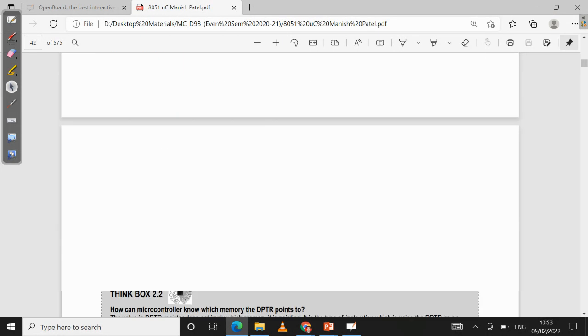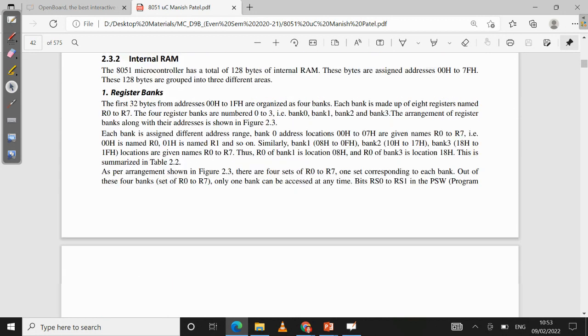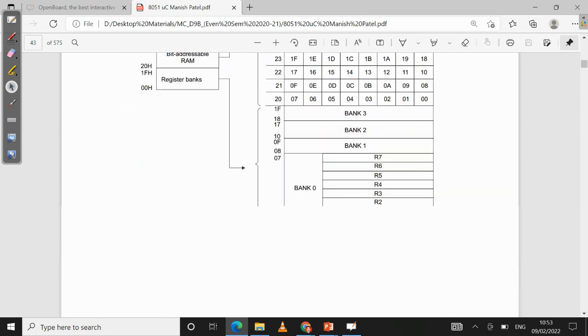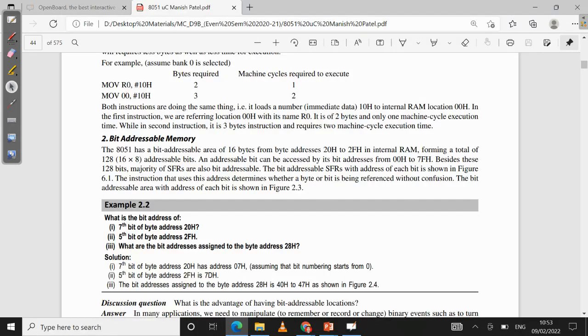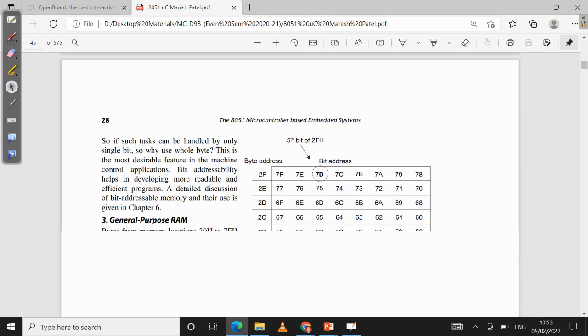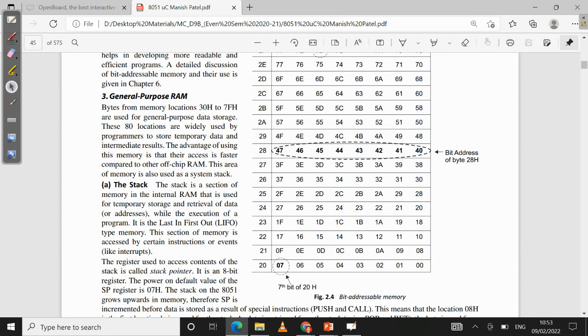When you talk about the general purpose RAM, this is mostly associated with your stack pointer. Tell me the size of your stack pointer. Stack pointer is used to point to the address location of a stack memory. So what is the size of a stack pointer? Stack pointer SP, a stack pointer register: 1 byte, or 8 bit.